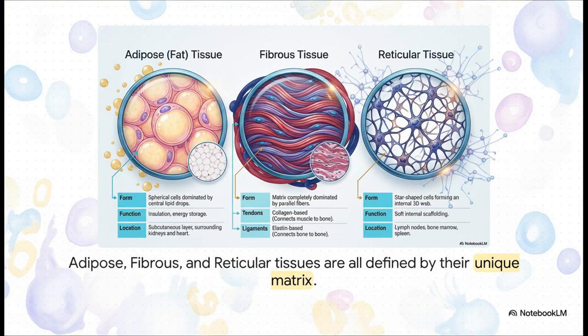The variety here is just incredible. Adipose tissue, which is just fat, stores energy in cells that are pretty much just bags of lipids with very little matrix.